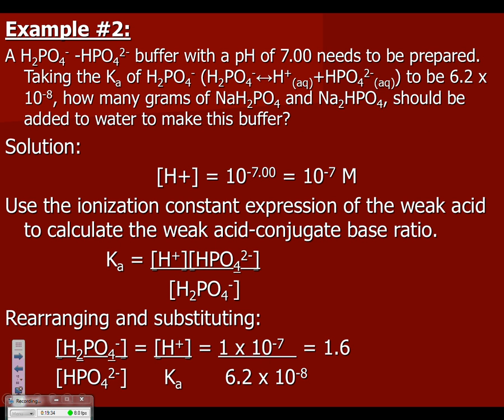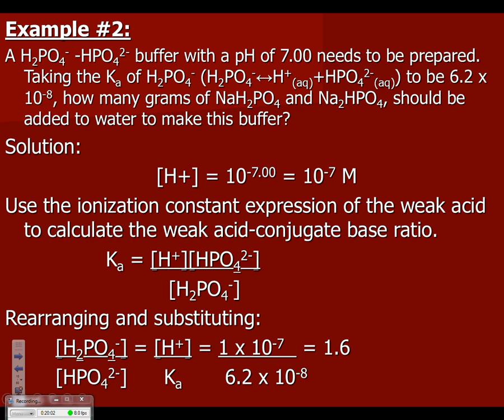So all I did is write the Ka expression and then rearrange it so I was getting a ratio of the base and the acid. So you just find the Ka. Basically I'm just taking the hydrogen concentration divided by Ka. So find the Ka, get the hydrogen concentration on the other side, and then I'm finding the ratio, whatever ratio that is.